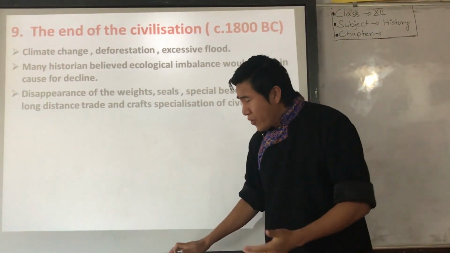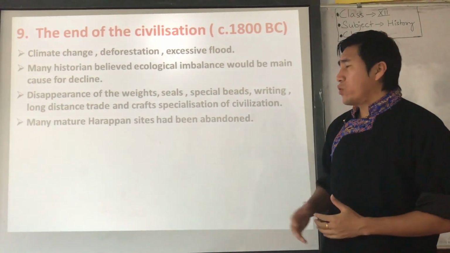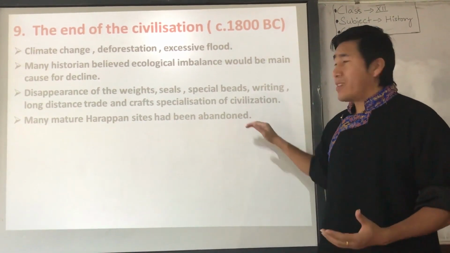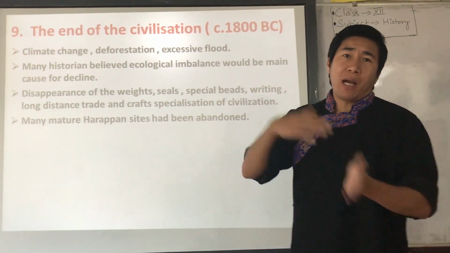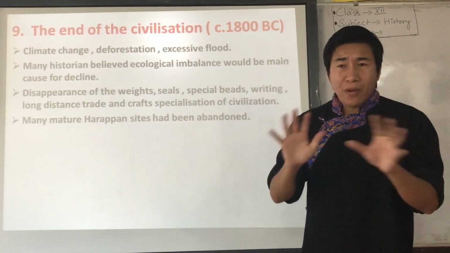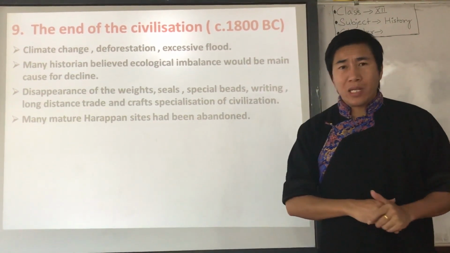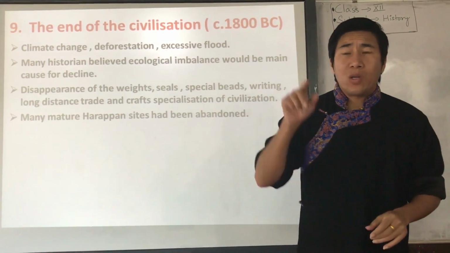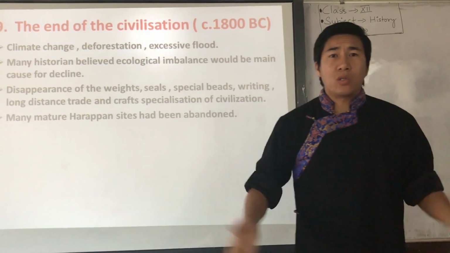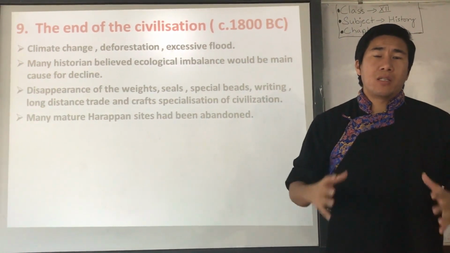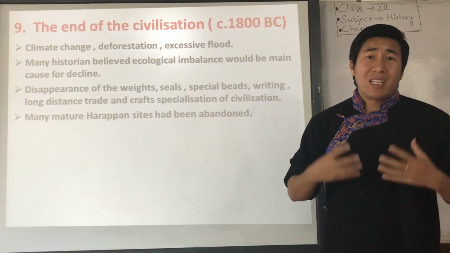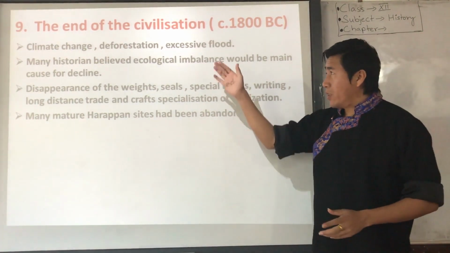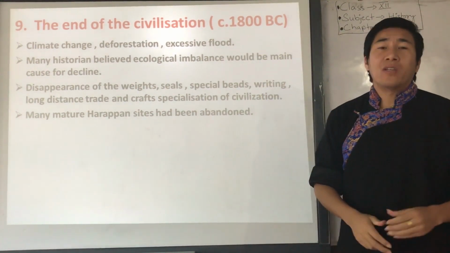The second reason they know is that many major Harappan sites like Cholistan were abandoned, meaning people left those places and migrated elsewhere. By looking at this, they know the Indus Valley civilization unfortunately came to an end. Around 1500 BC, people almost forgot about this massive, beautiful, advanced civilization. So this is all about the end of the civilization.